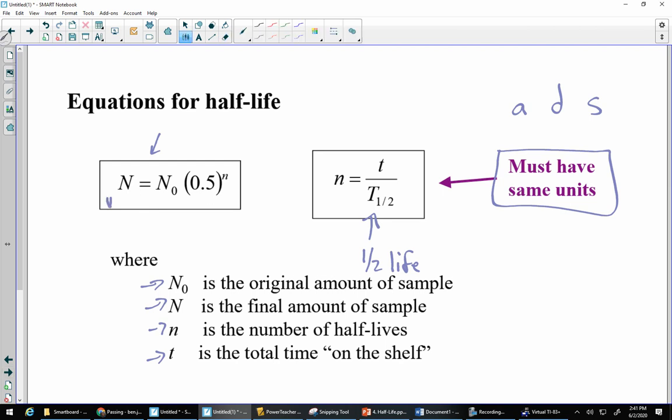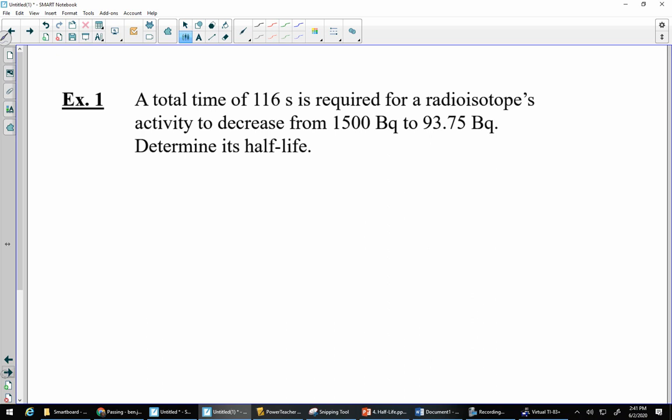We could have this in terms of becquerels, as long as they're both in becquerels, the original amount and the final amount. So it could be in percent, could be in becquerels, could be in, what's some other common ones? I'm drawing a blank right now, but it doesn't matter as long as the unit is the same. Cool. So a quick example here.